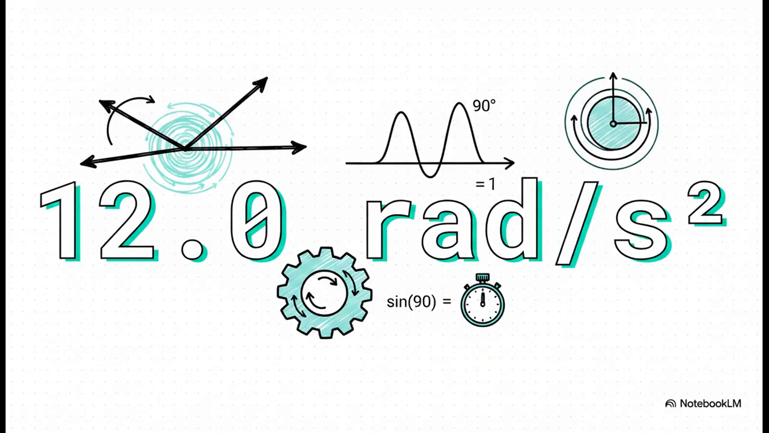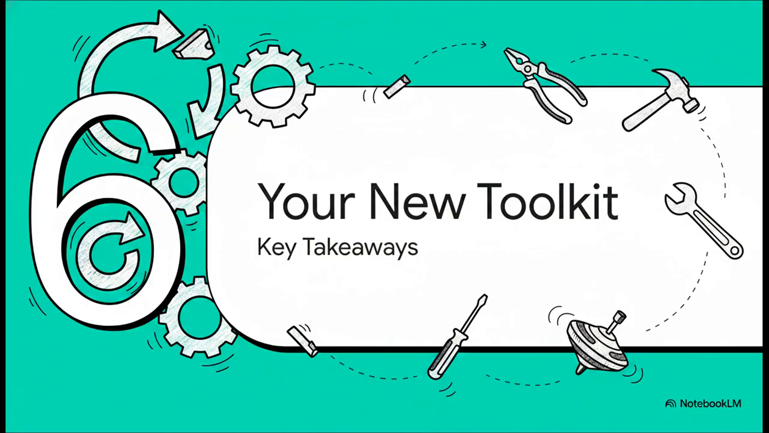Now, you can go ahead and calculate that determinant, or you can just use the formula for the magnitude of a cross product. It's the magnitude of the first vector times the magnitude of the second times the sine of the angle between them. In our case, that's 4.0 times 3.0 times the sine of 90 degrees. Since the sine of 90 is just 1, the answer is a clean 12.0 radians per second squared. And there you have it, a non-zero relative acceleration. So, we did it. We cracked the Irodov code on this one.